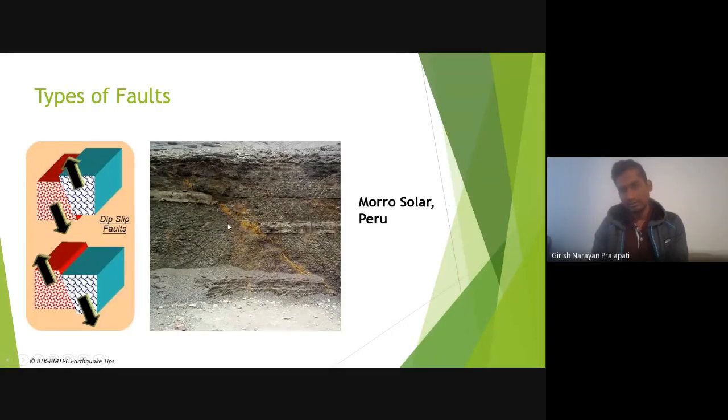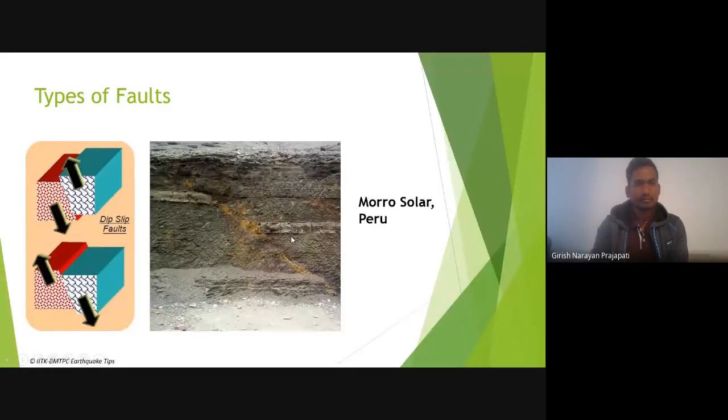This fault is in Morro Solar in Peru. You can clearly see the fault line here because this is a reverse dip slip fault. You can clearly see the fault line, which has moved. One surface has moved up and the other surface has moved down.